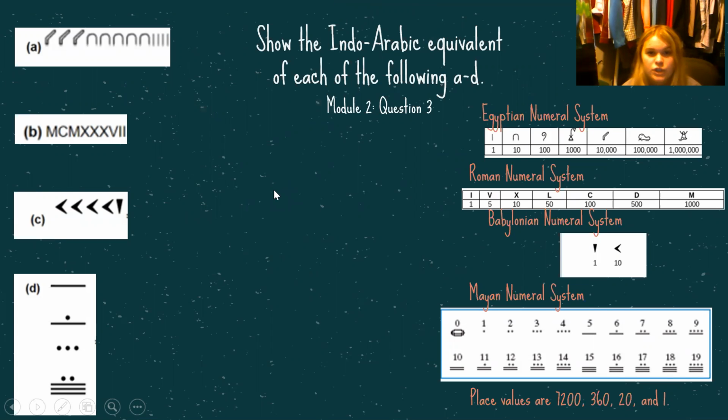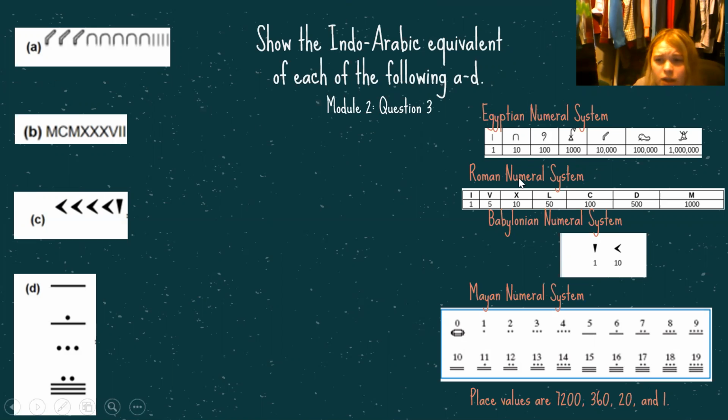Question 3 says to show the Indo-Arabic equivalent of each of the following questions A through D. We have a key here to the right. So corresponding to A would be the Egyptian numeral system.